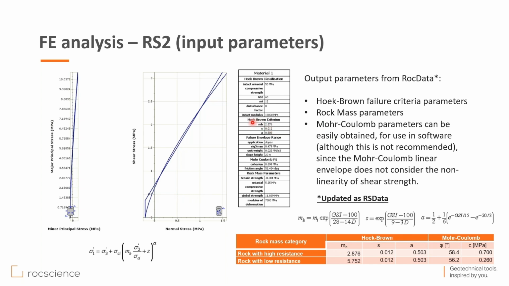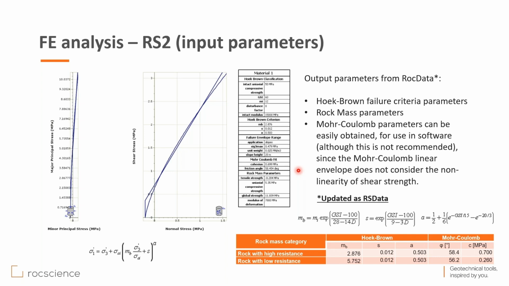From RocData, you can have as output multiple parameters. First of all, you can have the parameters needed for the Hoek-Brown criteria, which are the mb, s, a, which are over here. You can obtain the rock mass parameters, which are reduced based on the GSI. And of course, you can have the basic Mohr-Coulomb parameters, since in current days, they are still probably the most used parameters in both soil and rock slope stability analysis. You can observe here that for the Mohr-Coulomb fit, you have the cohesion and the friction angle. Since the Mohr-Coulomb envelope does not consider the non-linearity of the shear strength, it is recommended to choose in software the Hoek-Brown failure criteria as input parameters for materials where rock slopes are involved.